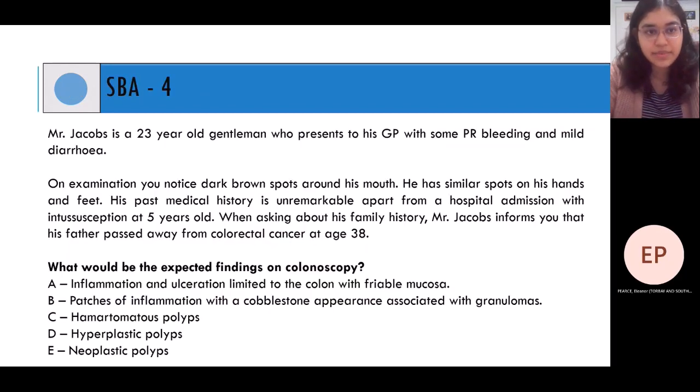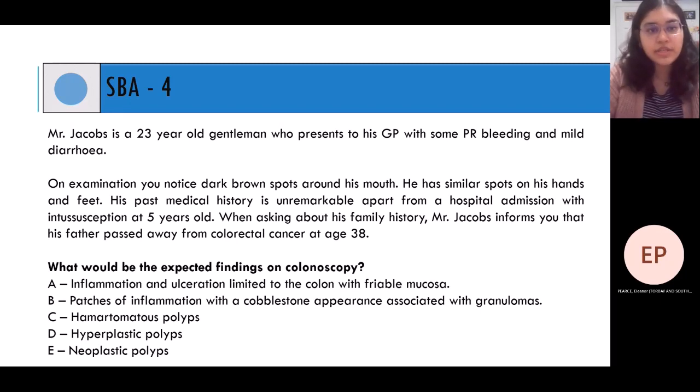So the next SBA is about Mr. Jacobs, a young gentleman, 23 years old, who presents to his GP with some PR bleeding and mild diarrhea. On examination, you notice dark brown spots around his mouth and on his hands and feet. His past medical history is unremarkable, apart from a hospital admission for intussusception when he was 5 years old. But interestingly, when you ask about his family history, he informs you that his father died from colorectal cancer at a very young age of 38.